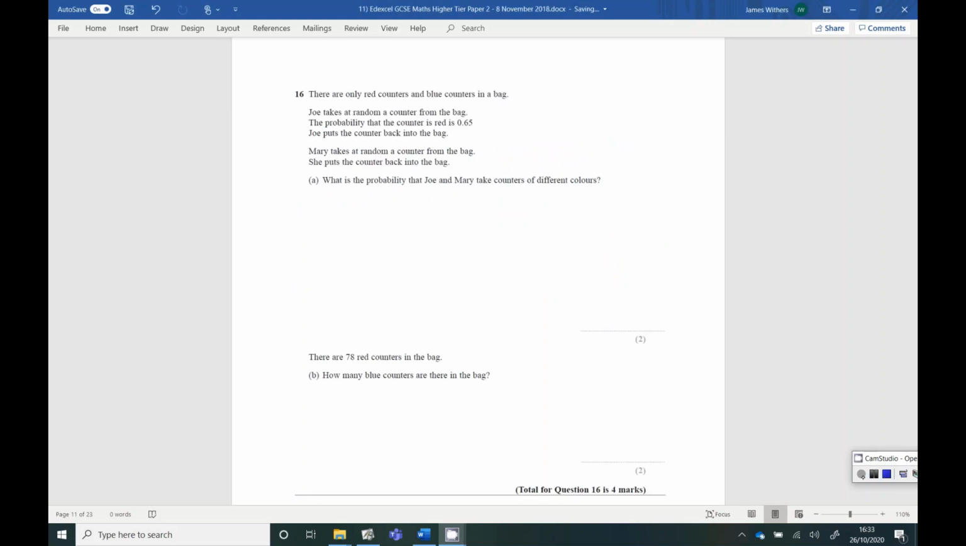So question 16 part A, we need to work out the probability they get different colours. So Joe's taking the first pick and then Mary's taking the second pick. So we need to work out the probability that Joe takes a red and then Mary gets a blue, or it could be the other way around. Joe gets a blue and then Mary gets a red.